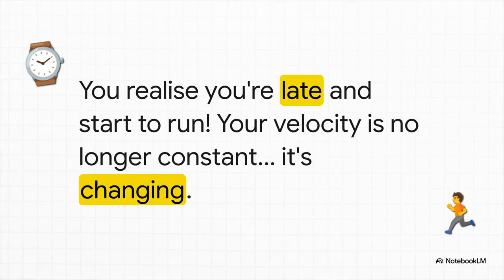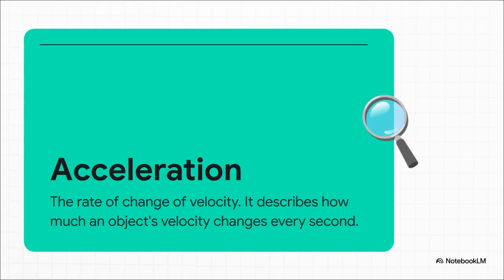You stop your casual walk and break into a run. In that moment, your velocity isn't constant anymore. It is changing. And in physics, that change has a very specific name. And that name is acceleration. It's the rate of change of velocity. So it's not just about how fast you're going, it's about how quickly your velocity is changing.